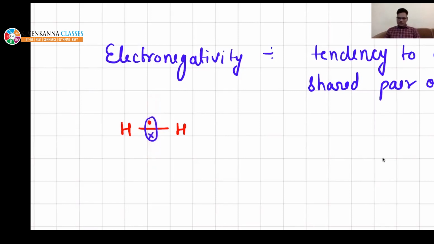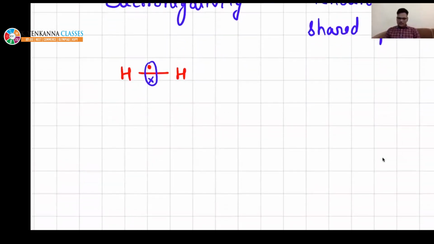Okay. So if both atoms are similar, they are the same, then these atoms will lie in the middle. But in the case of hydrogen and fluorine, what happens? We have seen that these electrons are closer towards fluorine. As these electrons are closer towards fluorine, so what we do when we break is we consider that hydrogen has given its electron to fluorine.